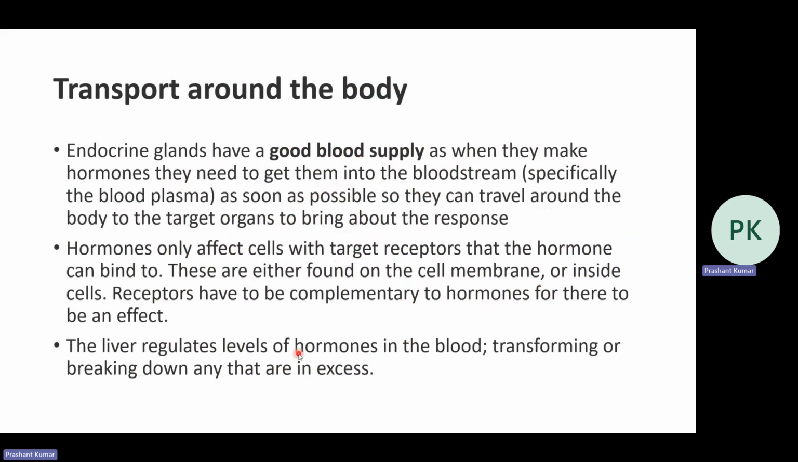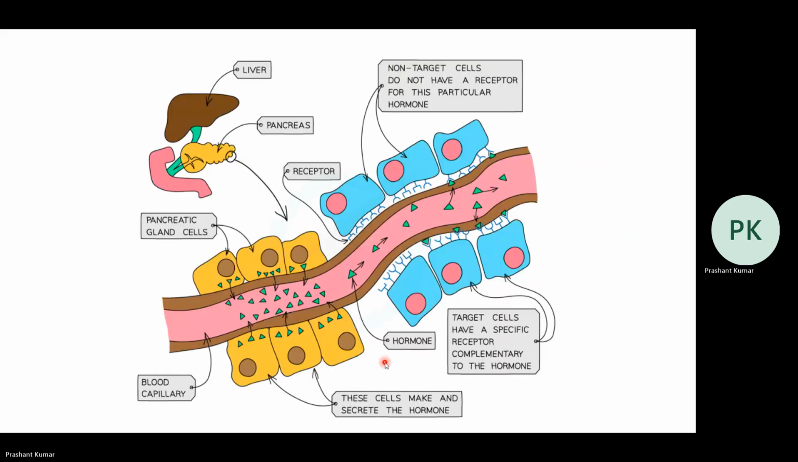The liver regulates the level of hormone in the blood, transforming or breaking down the hormones which are present in excess. You can see in this diagram, the brain has released some chemicals to tell the pancreas to release the hormone called insulin, right? So you see they are traveling and going to the cells, and the correct cell will take that particular information.